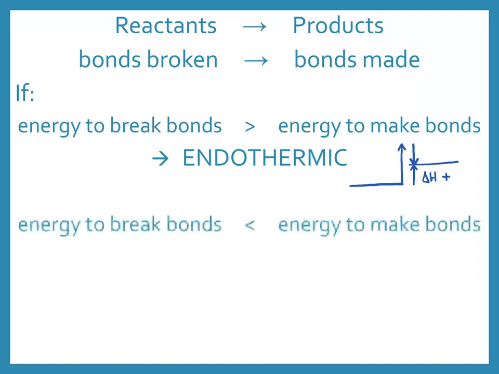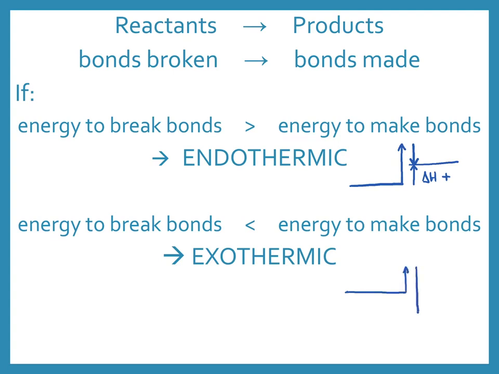If, on the other hand, the energy to break bonds is less than the energy to make bonds, that's going to result in an exothermic reaction. Here, once again, the actual enthalpy value doesn't matter. I have a certain amount of energy that is required to break the bonds and then more energy to make the new bonds. So here, the enthalpy of my products is down there, and the overall change in enthalpy in this case is going to give me a negative value.